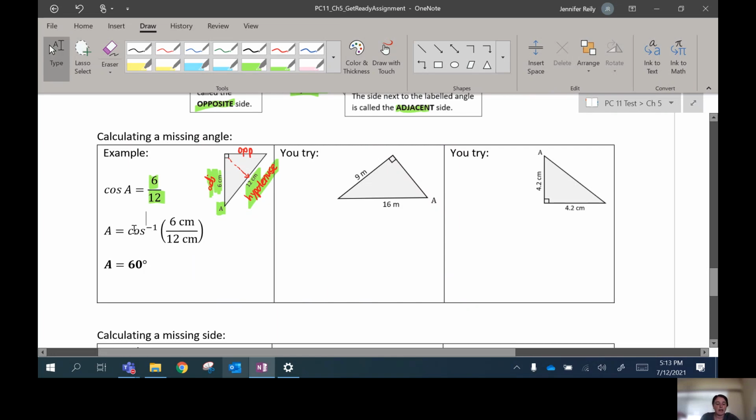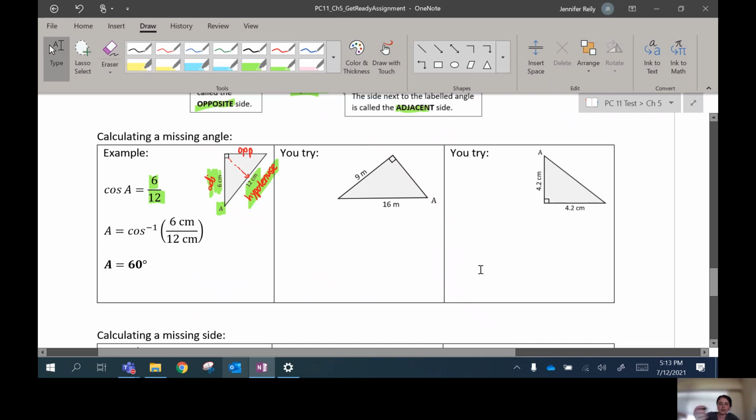And then when we want to find the angle, we use something called the inverse cosine. You'll see that on your calculator. Typically, you'll have to press Shift to access it. So find the cosine minus 1 button and type that ratio, 6 divided by 12, and you'll get exactly 60, actually. Sometimes when you calculate, you'll get an exact answer, and sometimes you'll get an approximate answer. It just depends on the triangle you're working with.